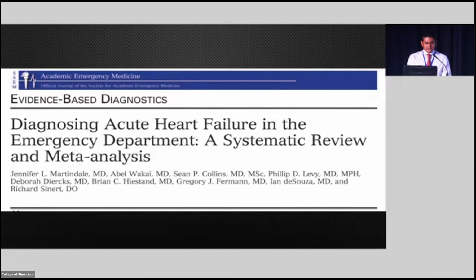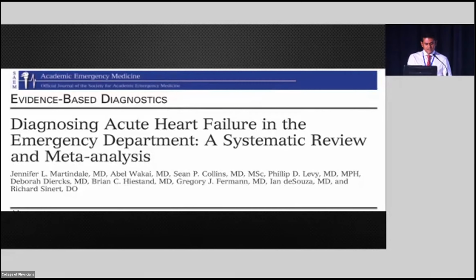Again, diagnosing acute heart failure in the emergency department. In this review, what they concluded was that bedside ultrasound, if you combine lung ultrasound and echocardiography, is very valuable in excluding a patient with cardiogenic pulmonary edema compared to other tests.